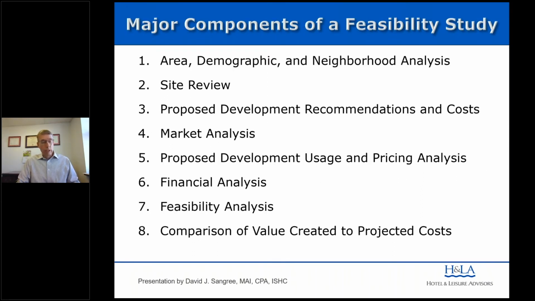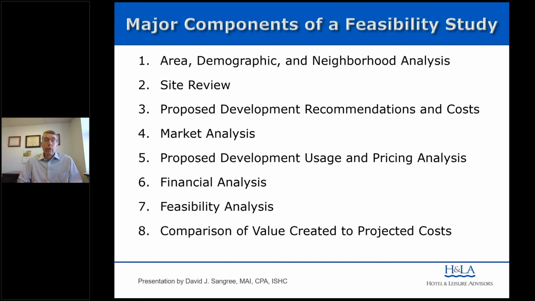So the major components of a feasibility study are the items listed on this slide. The first is looking at the area, demographic, and neighborhood analysis. That is a review of what is occurring in the neighborhood, how many people live there, and what is happening in the broader region. We also do a detailed look at the site.